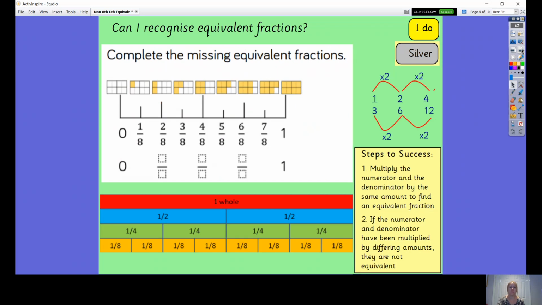On this one, we have to complete the missing equivalent fractions. So they're in eighths along the top here. And on the bottom here, these are broken into 4 equal pieces. So if we broke it here where these are, it'd be 1 piece. It's hard to show you when I can't point to the screen. 1 piece here, 2, 3, 4. So they're broken up into 4 equal pieces.